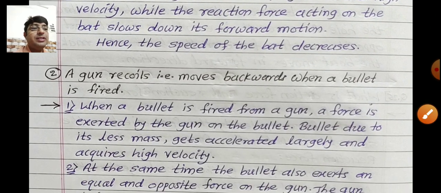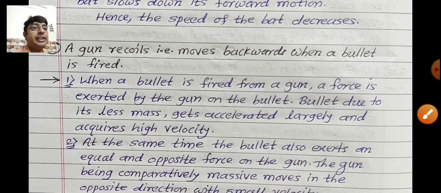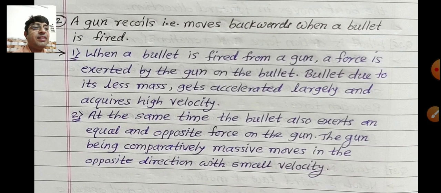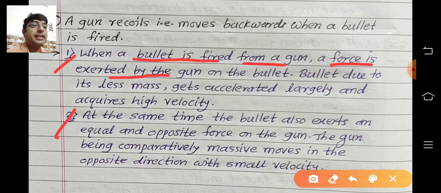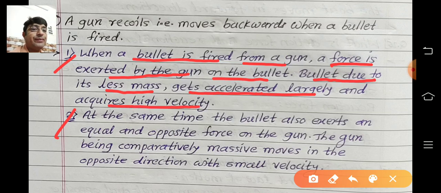Next, what is the second given? A gun recoils, that is, it moves backward when a bullet is fired. Now this is also a give reason question. Two points are there. What is the first point? When a bullet is fired from a gun, a force is exerted by the gun on the bullet. The bullet, due to its less mass, gets accelerated largely and acquires high velocity.